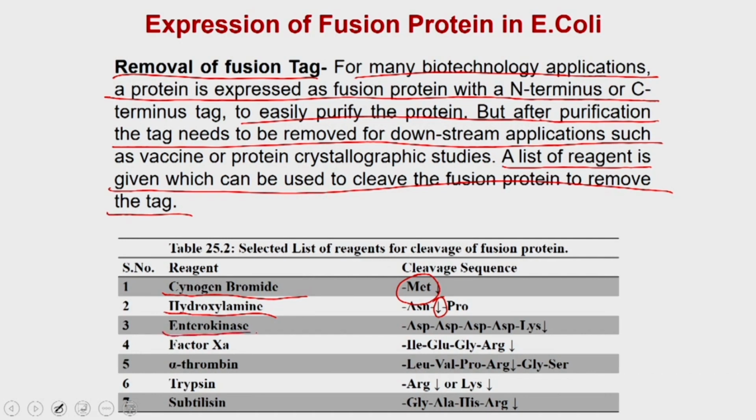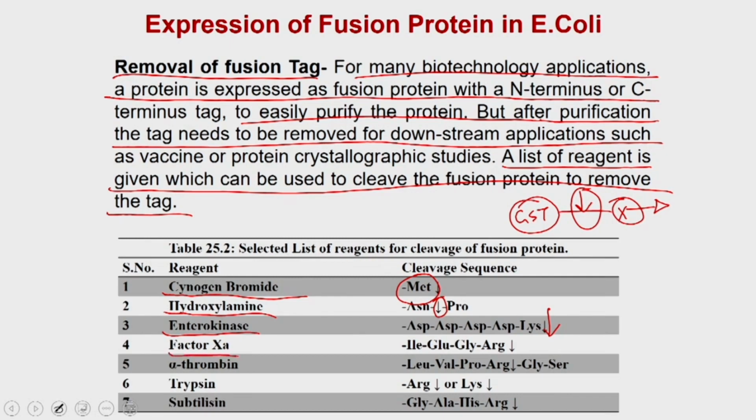Then you have the enterokinase, and you have an enterokinase cleavage site. So, the enterokinase cleavage site would be present between the fusion tags, and once you treat this fusion protein with the enterokinase, it is going to cleave here, and as a result the GST is going to be removed and your protein X is free for downstream applications.